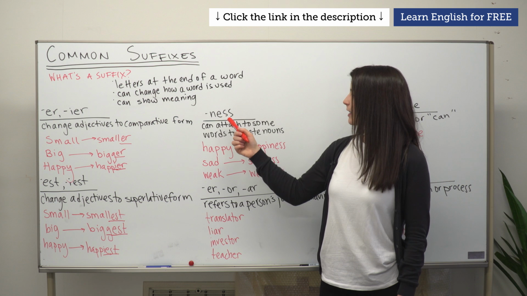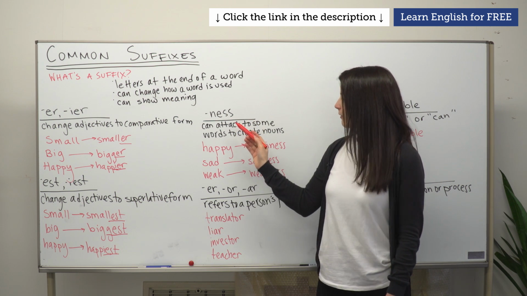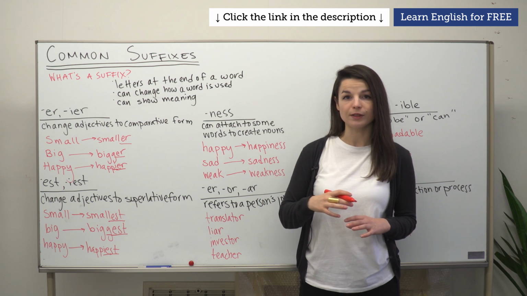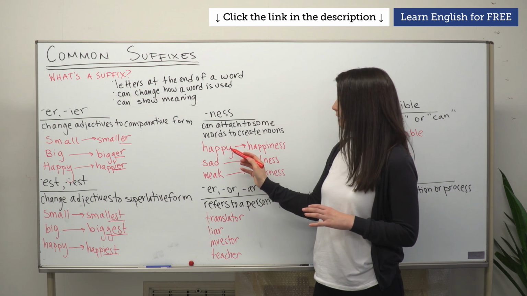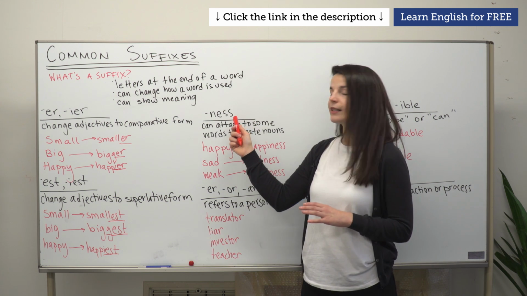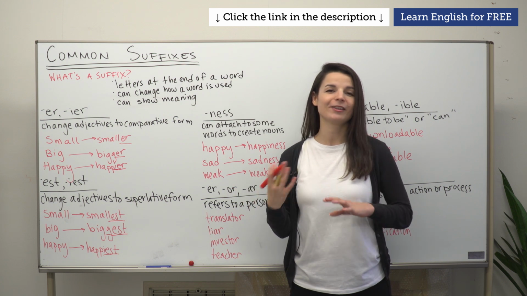Let's look at the suffix NESS, ness. So this suffix can be attached to some words to create nouns. So again, let's look at a few examples, and also please be careful. We cannot attach ness to all words to create nouns. It's kind of a trick.